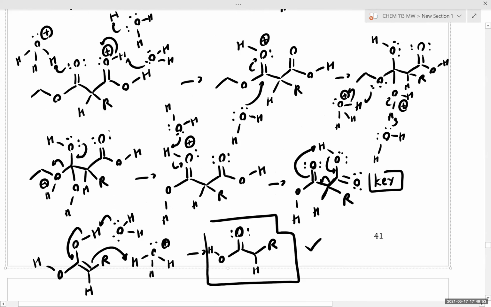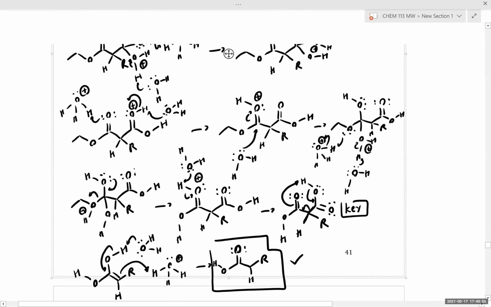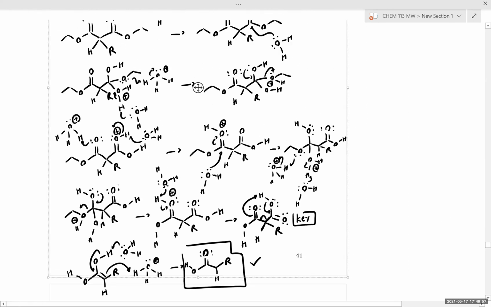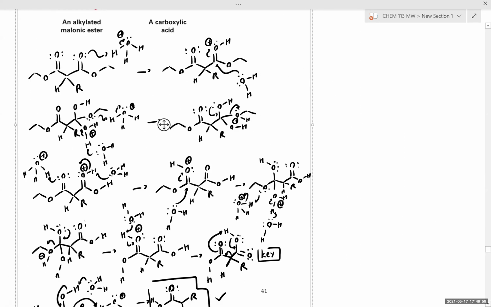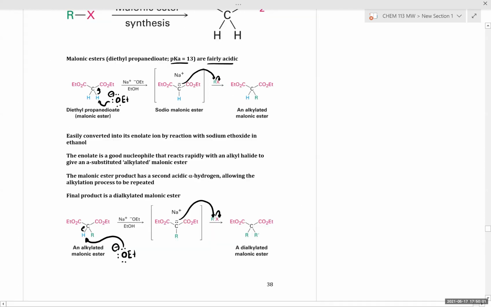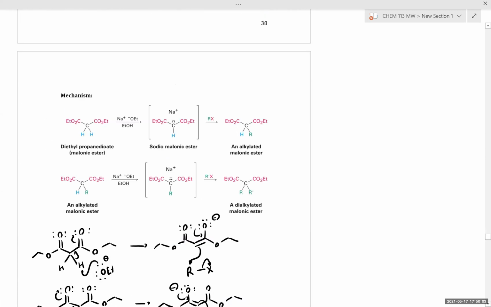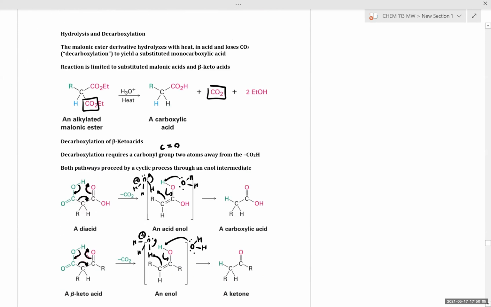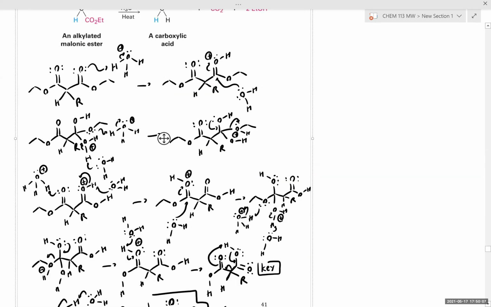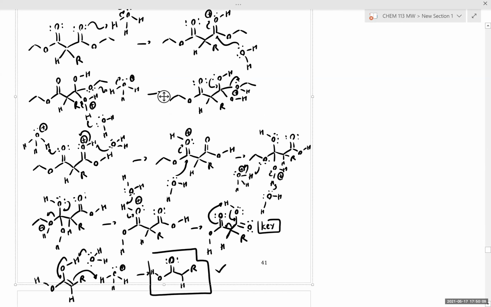So just to review this mechanism, I'll zoom out just so that way everyone can catch the full mechanism. It takes a little bit, but it's nothing that we can't handle. So let me just scroll down to the page. So just to give the highlights here, we hydrolyze both of our esters.